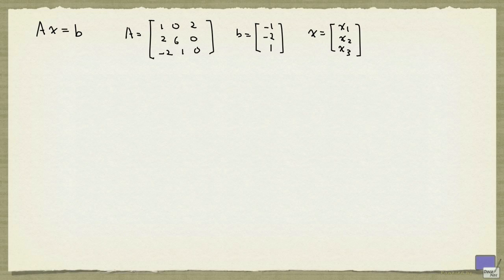Performing elementary row operations on the system Ax equal to b can be viewed as applying certain linear transformations to both sides of the system. We'll illustrate the ideas on an example.